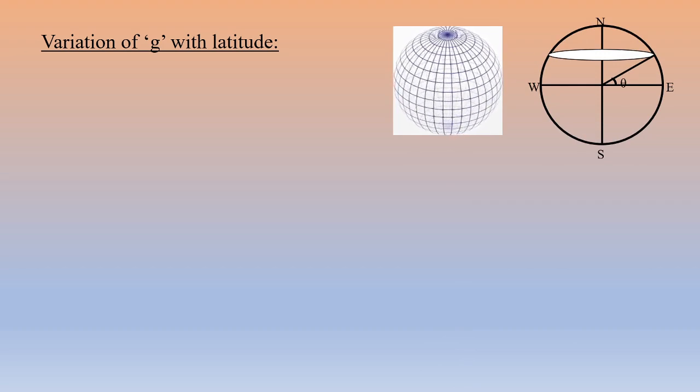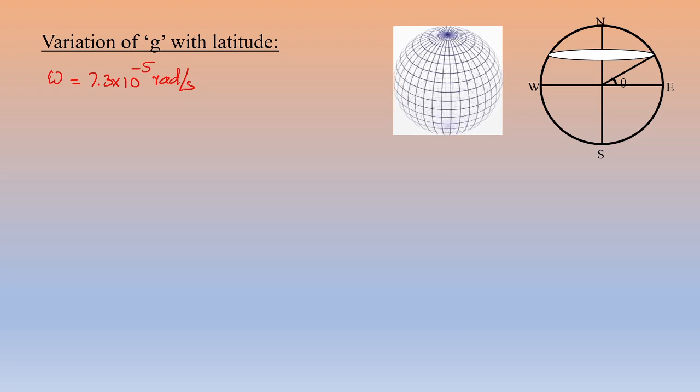Okay, here the earth is rotating about its axis from east to west with an angular velocity omega. Here, what is the angular velocity omega? In the case of earth, the angular velocity is 7.3 into 10 raised to negative 5 radian per second.